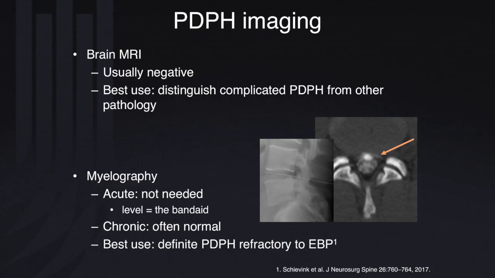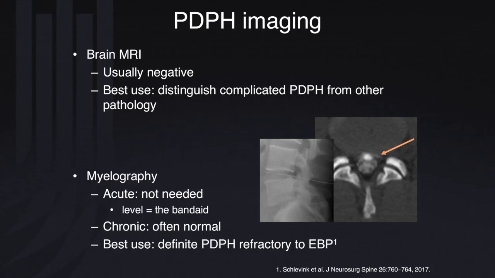I think myelography, in my view, is best used when you have definite post-dural puncture headache that's refractory to epidural blood patches. Then you might as well give it a try in that scenario to see if you can find a little bleb that you could send a surgeon in after. In my experience, at least at our shop, it's quite difficult to convince a neurosurgeon to go in if you don't have something on imaging.